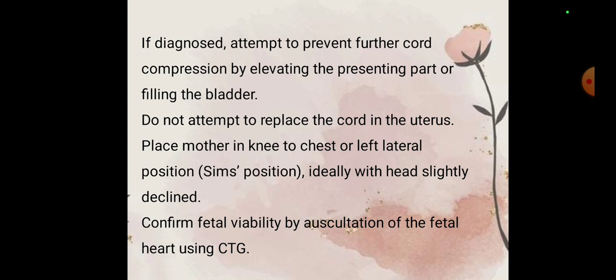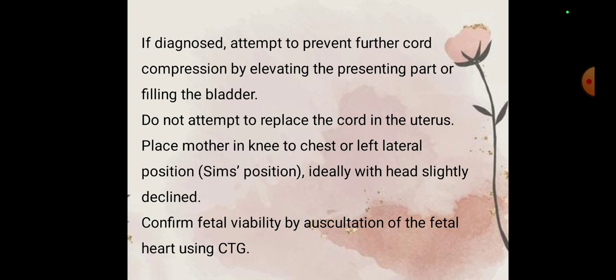If cord prolapse is diagnosed, attempt to prevent further cord compression by elevating the presenting part manually by hand or by filling the bladder. The bladder can be filled with 500 ml normal saline to elevate the presenting part from the cord and prevent compression. Don't attempt to replace the cord in the uterus. First, it is useless. Second, excessive manipulation can cause vasospasm.